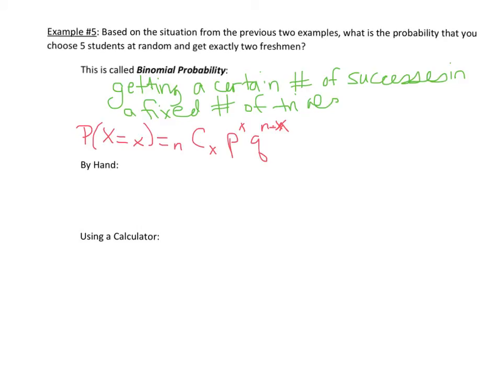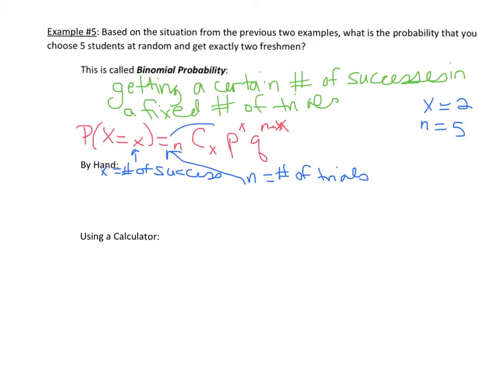The first thing is the probability that X equals x, the probability that you get whatever your number of successes is. So in this case, we're looking for 2. If you want, you can write off to the side that x equals 2. The n is going to be your total number of trials. In this case, our total number of trials is 5.